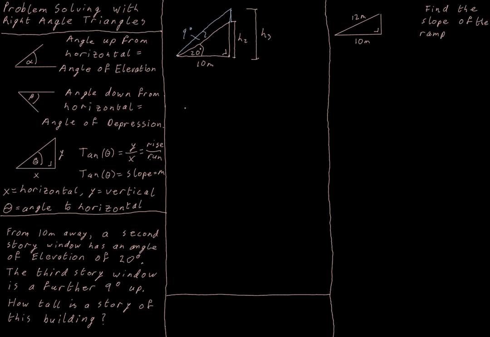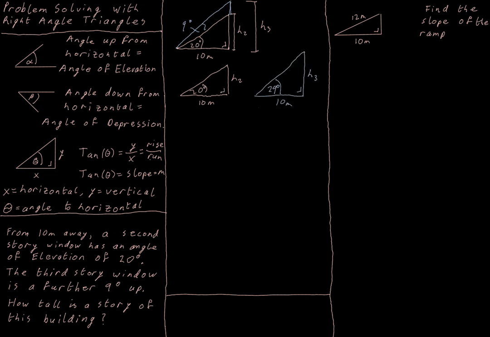So we have a right angle triangle, the lower one, that goes up by 20 degrees. And it's 10 meters back. It's got a height up to the second story. And then we have our bigger triangle. I drew that one in blue. Now I've drawn out both of these situations.